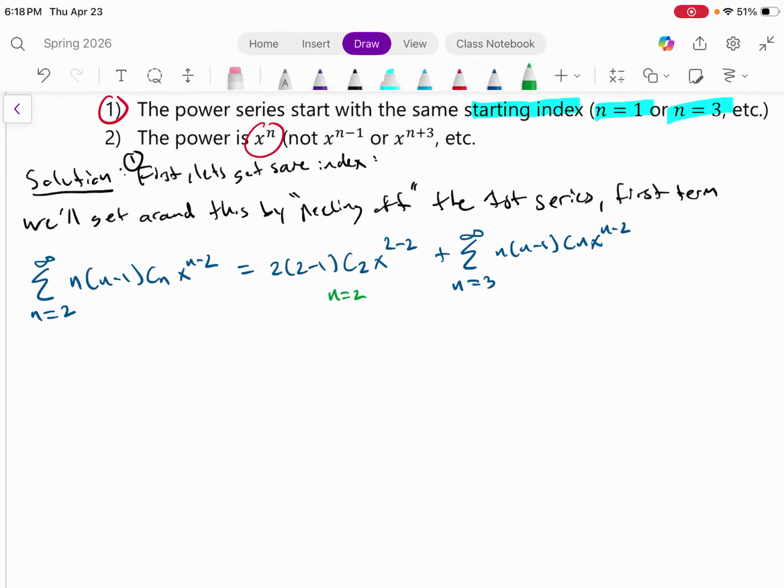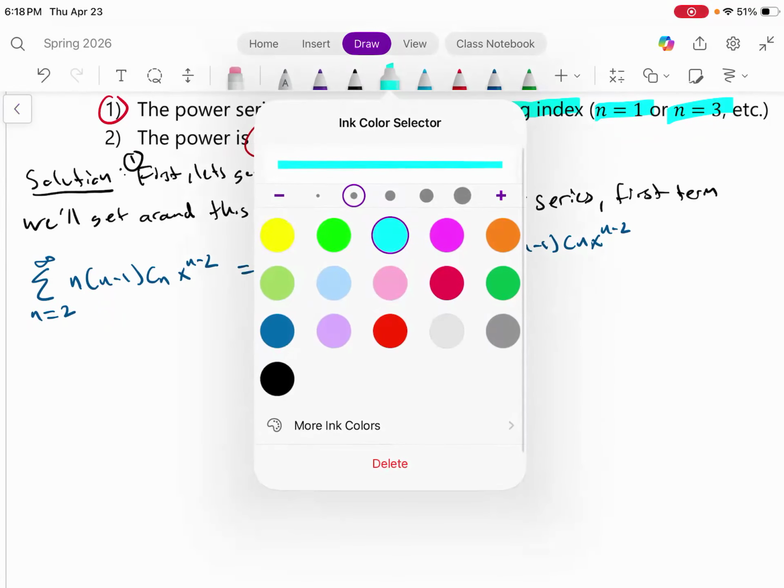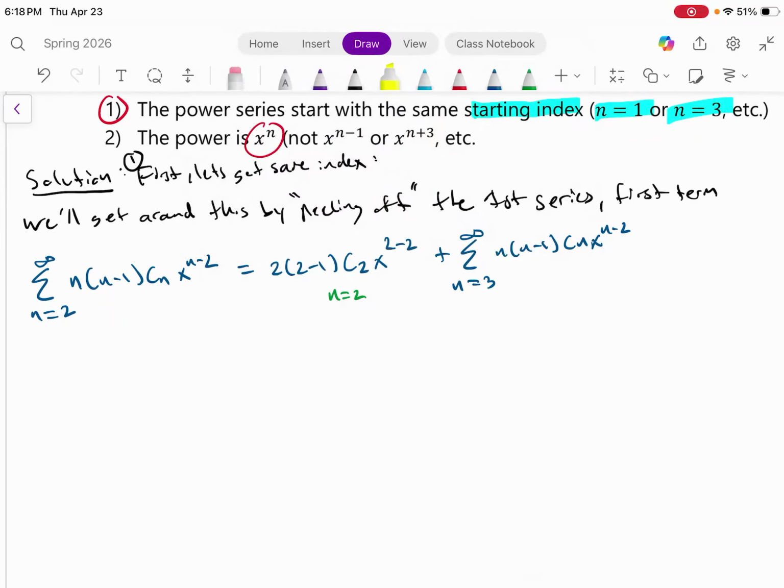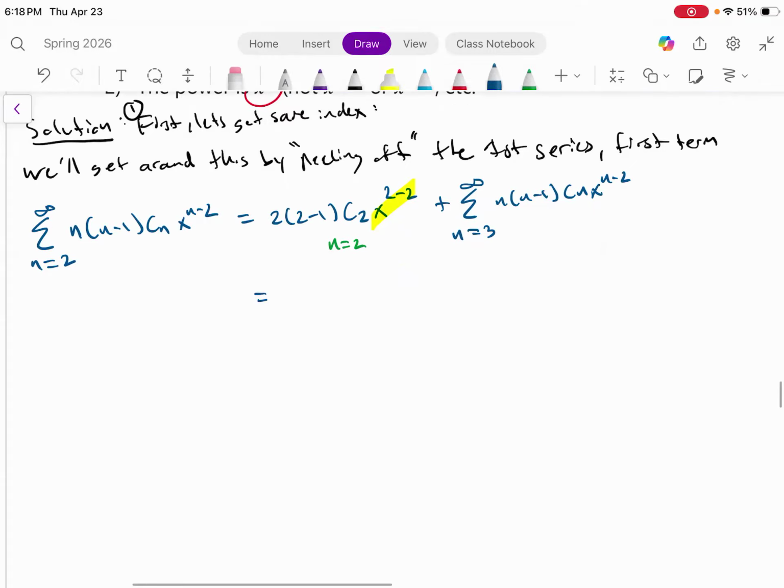Okay, so a couple things work out well. The x to the 2 minus 2 becomes x to the 0, which is just 1. So what I'm left with is just 2c2 plus the series n equals 3 to infinity, n times n minus 1, c sub n, x to the n minus 2.